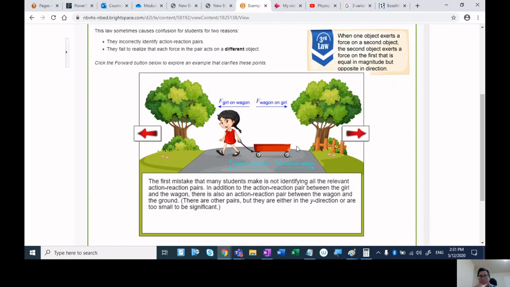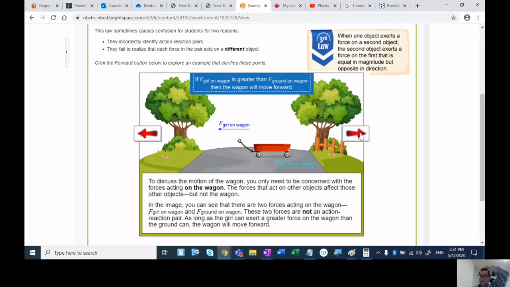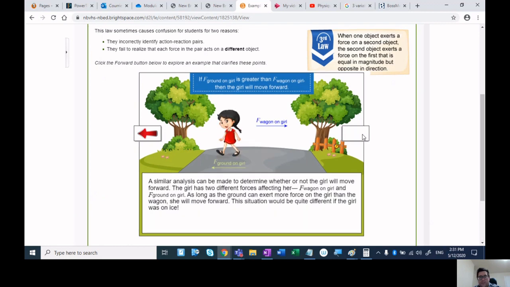Now we have to ask ourselves, what about the wagon? The wagon has only the force from the girl and the friction from the ground. So the final force for the wagon, not for the system, but for the wagon, will be adding those two together. And the final forces on this girl, made by the wagon and from the ground, will give us the net force for her, but not the system, just hers.